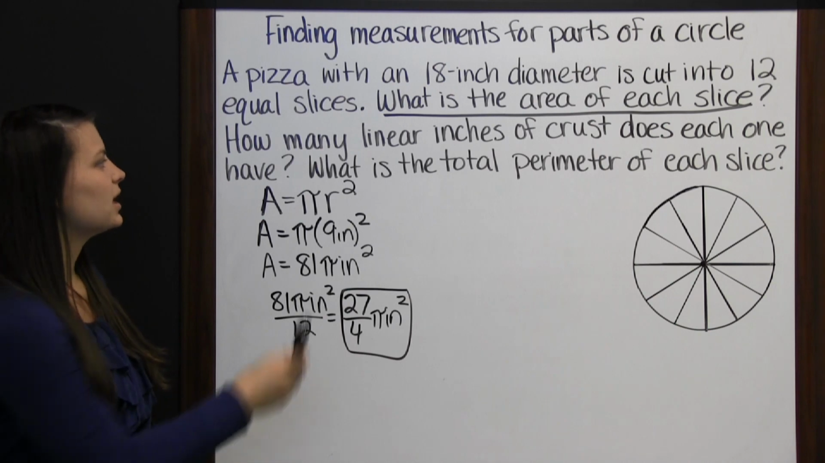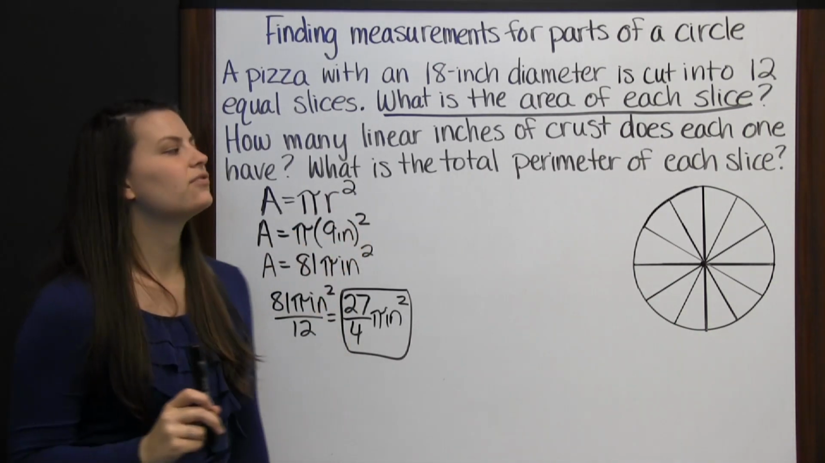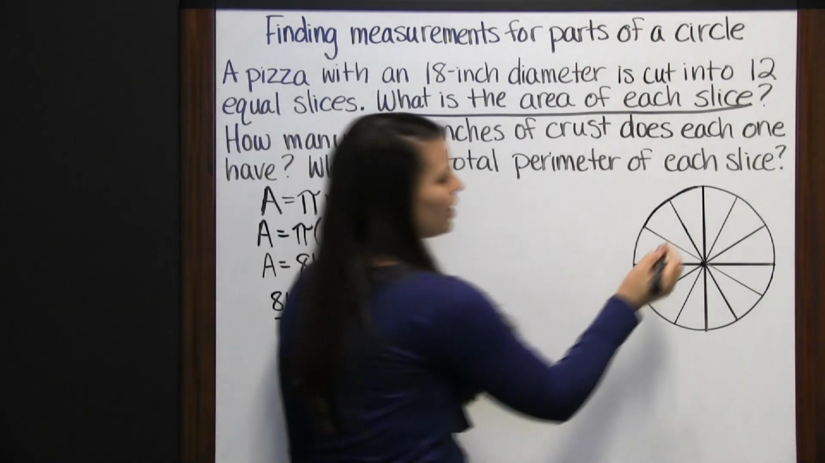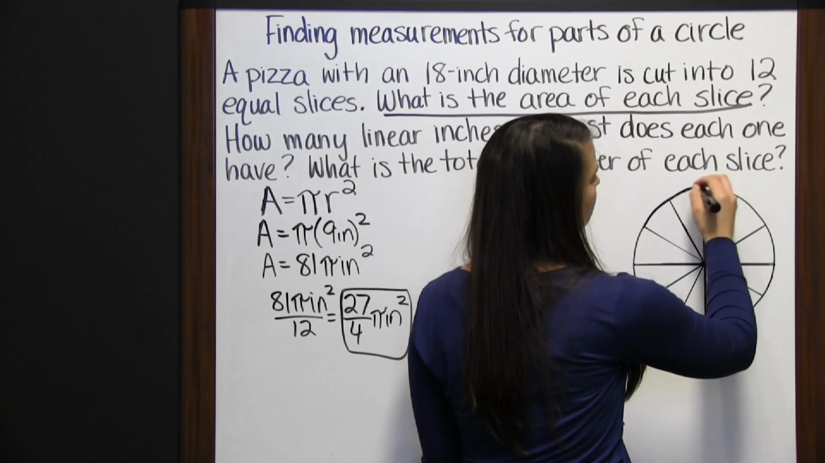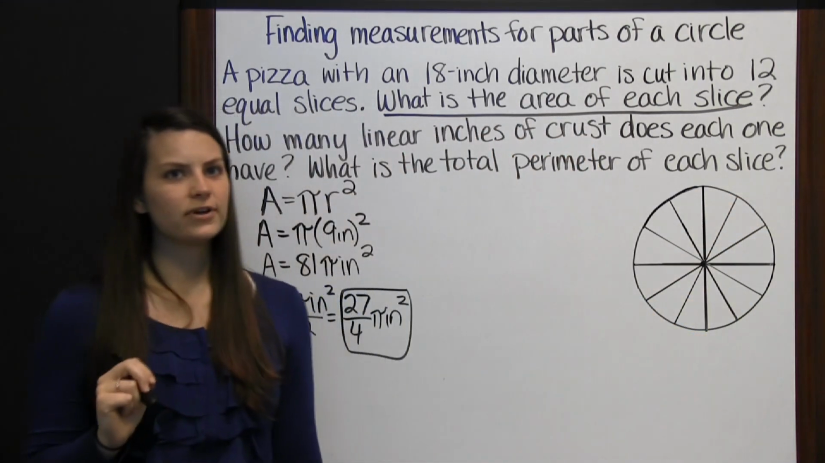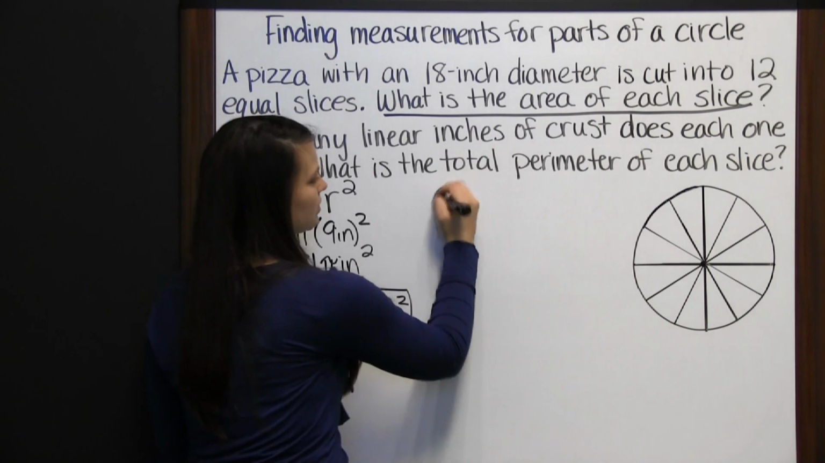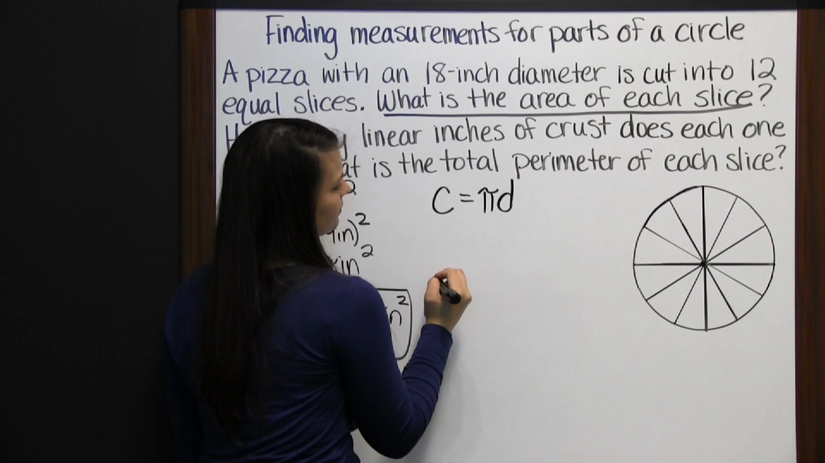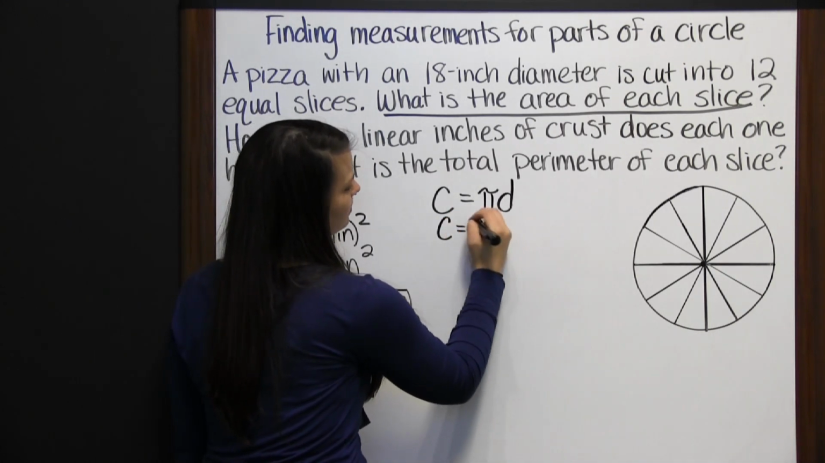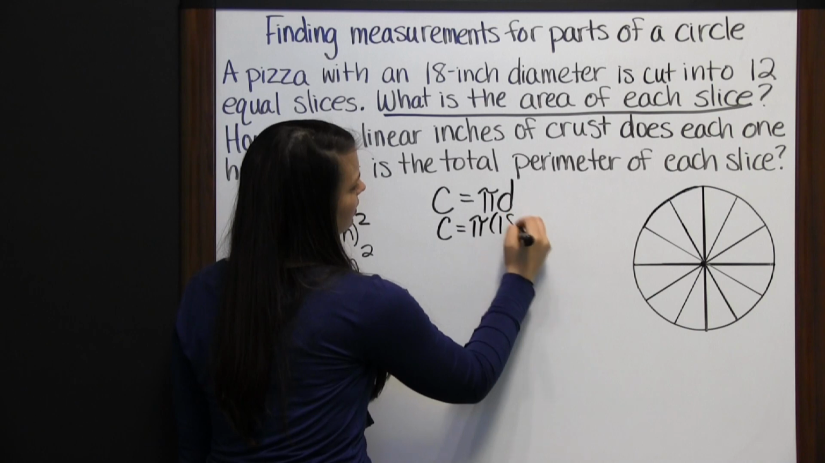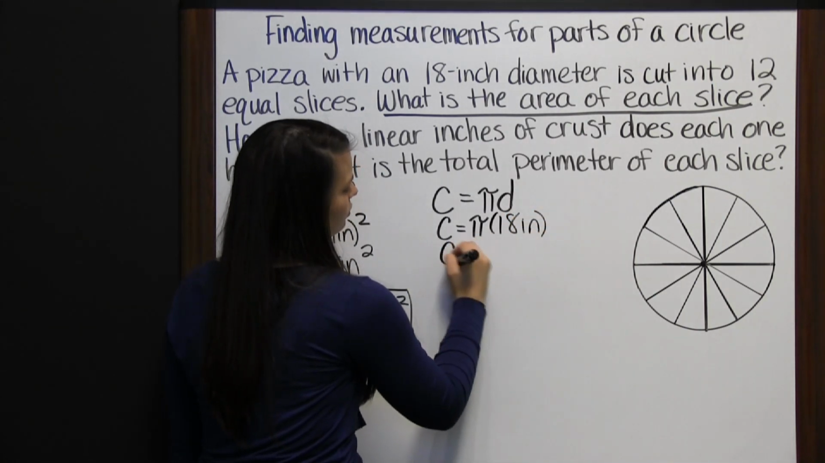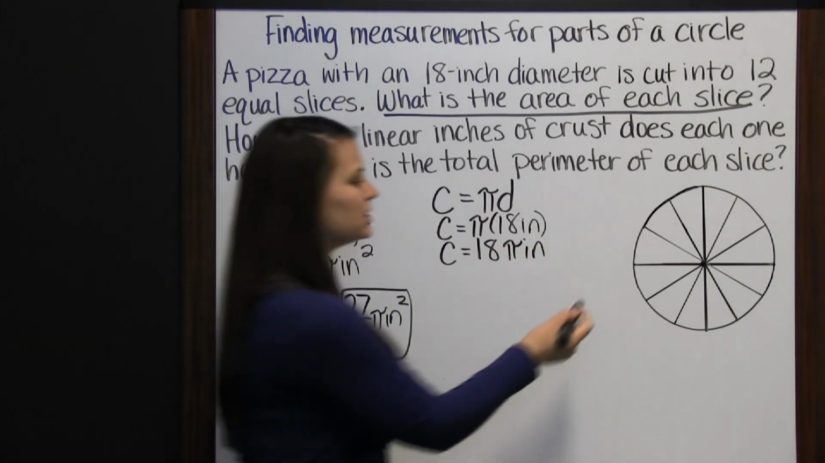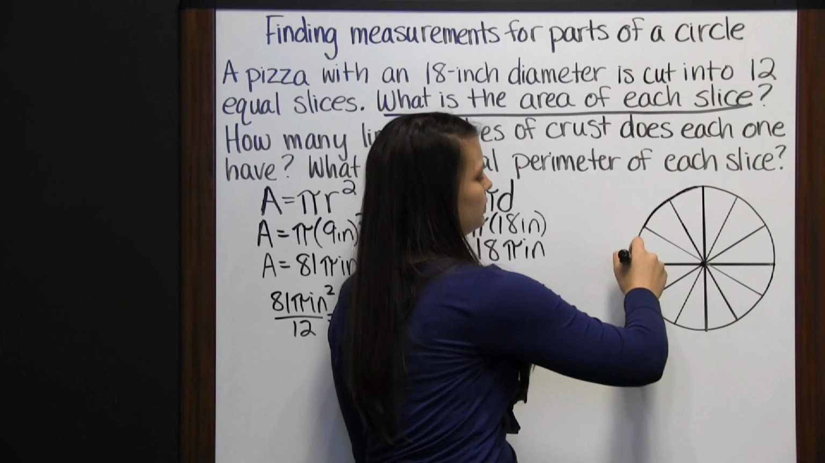The next question says, how many linear inches of crust does each one have? So when they're talking about the crust, that's part of the circumference of the circle. How much of the circumference? The circumference of a circle is pi times the diameter. So the circumference of the circle is pi times 18 inches, since that's our diameter, which means our circumference is 18 pi inches. That's the distance all the way around the circle.